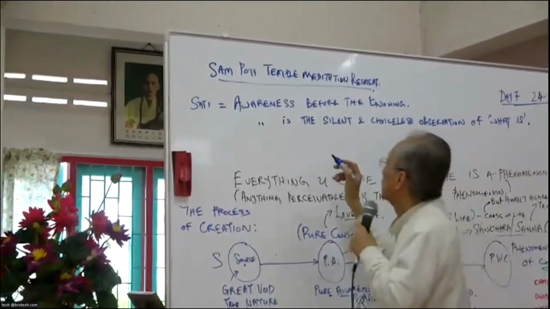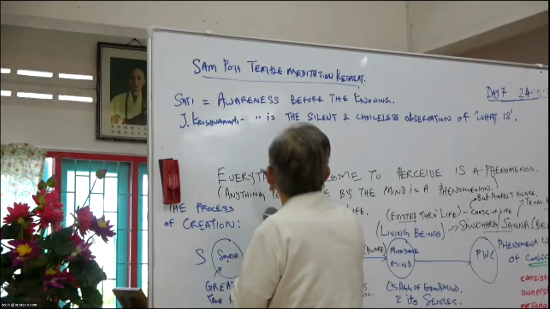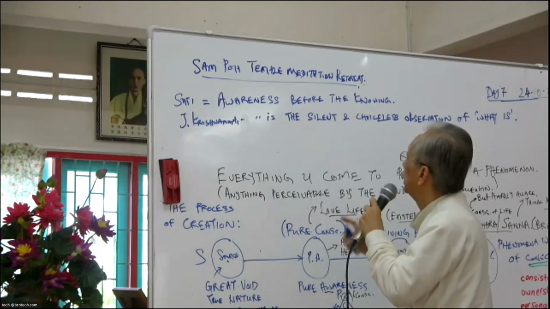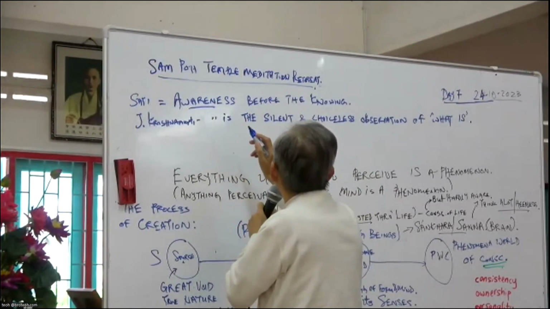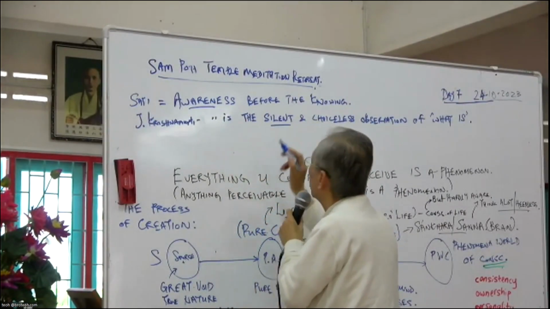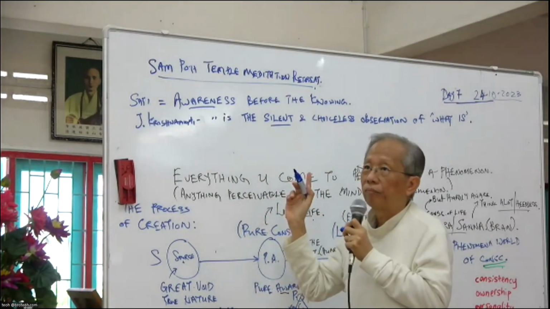So here, this is J. Krishnamurti. So the key word of J. Krishnamurti is awareness, which he defined as a silent. Silent means what? No thought. Okay? So same or not?